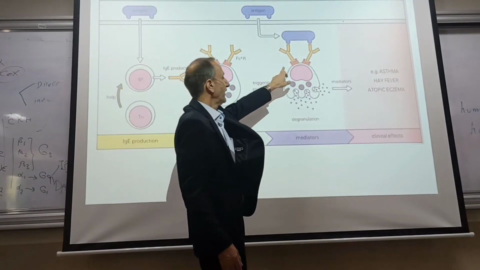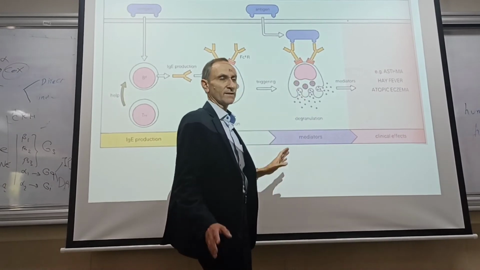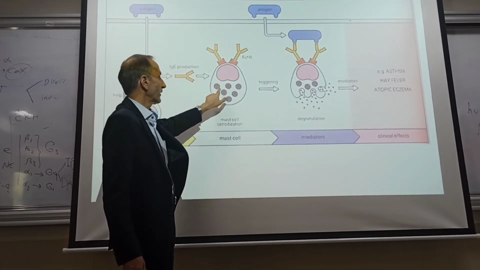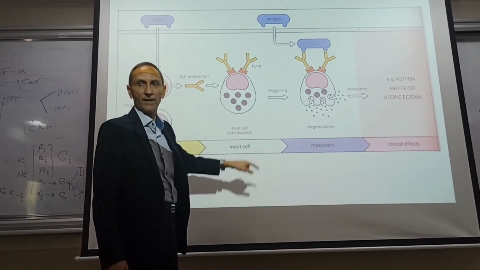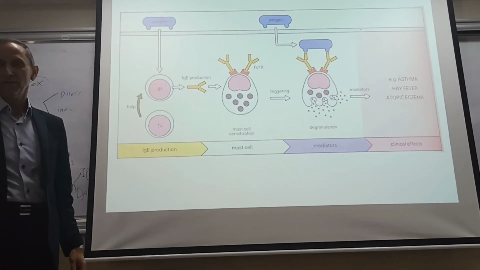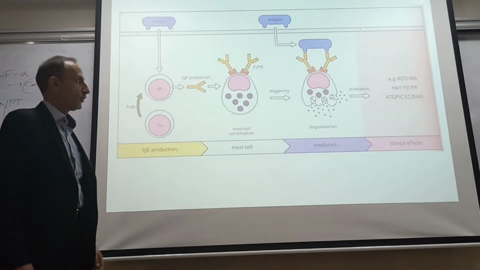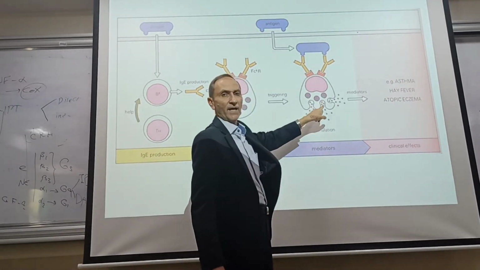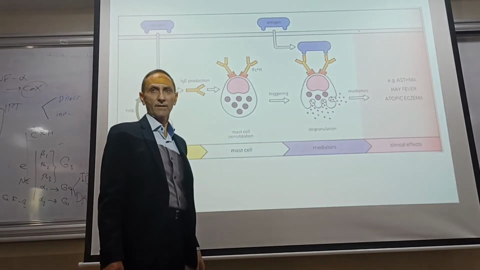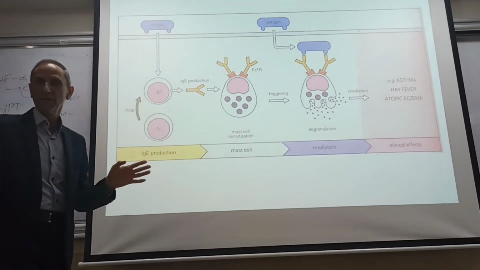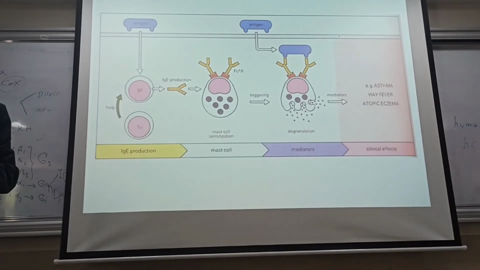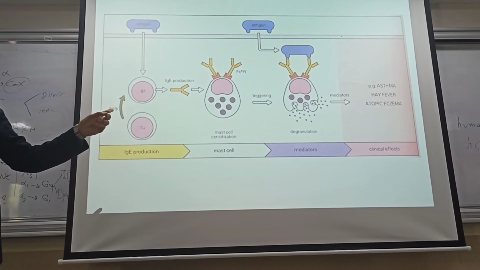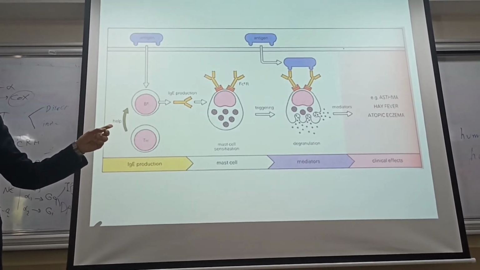Then we have entry of calcium ions into mast cells. And in mast cells, we have some granules or vesicles containing histamine. So, after binding of antigen, we have exocytosis and release of histamine and other mediators. They cause allergy and allergic reactions.